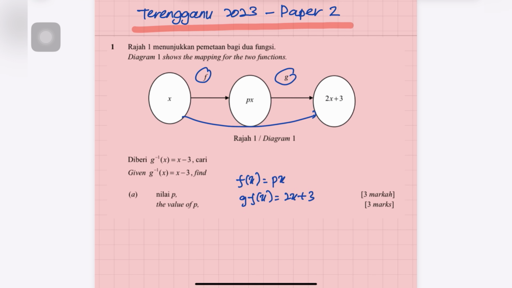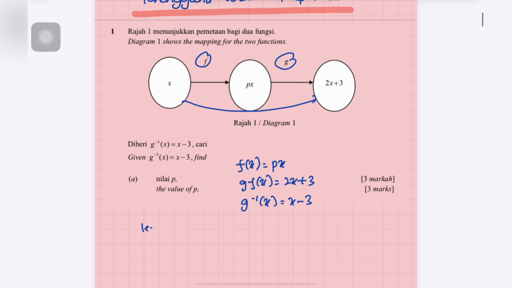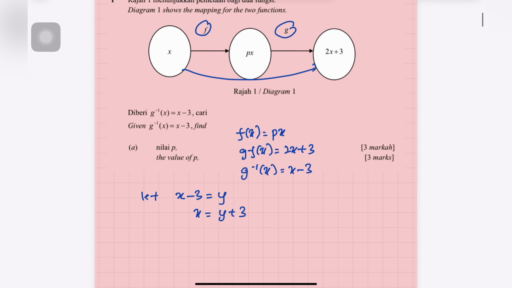Okay, so now given g inverse x equals x minus 3. From g inverse we can find g. So if we have g inverse and we want to find g, we use let. So let x minus 3 equals y. Then x equals y plus 3. So here is g(x). So we will get g(x) equals x plus 3.